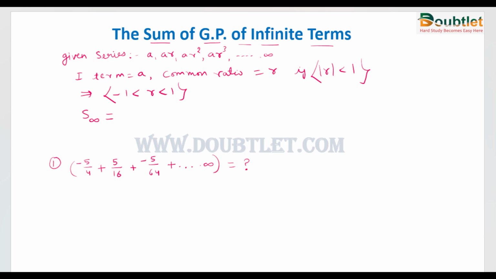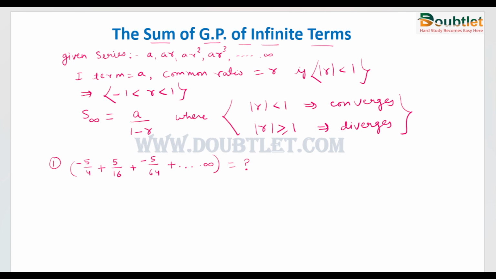Then if we need to find the sum of infinite terms whose common ratio lies between -1 and 1, the formula is a divided by 1 minus r, where mod r is less than 1, then the series converges. Converges means we will get a definite sum. And if mod r is greater than or equal to 1, then the series diverges. Diverges means the sum of the series will be infinite, meaning we would not be able to calculate it exactly. So this is the concept.